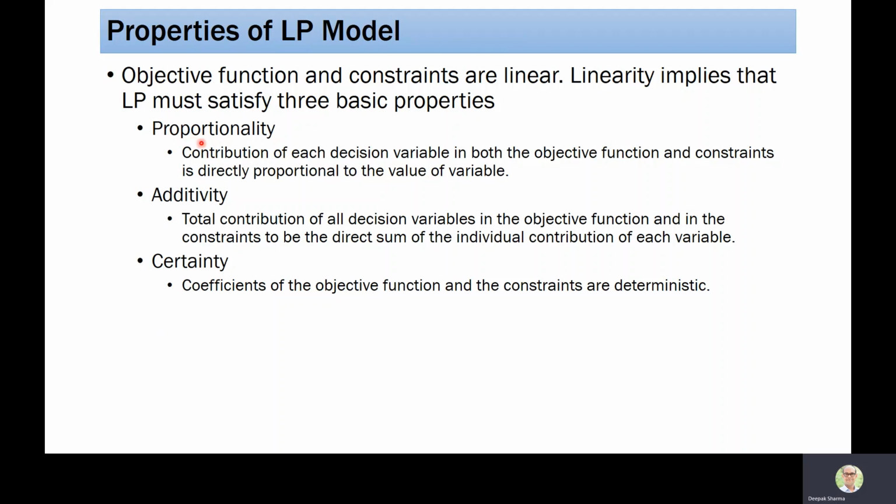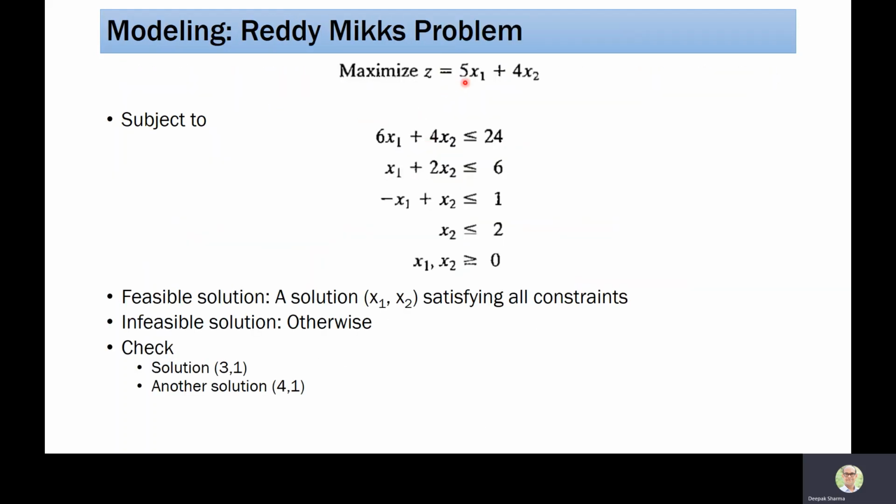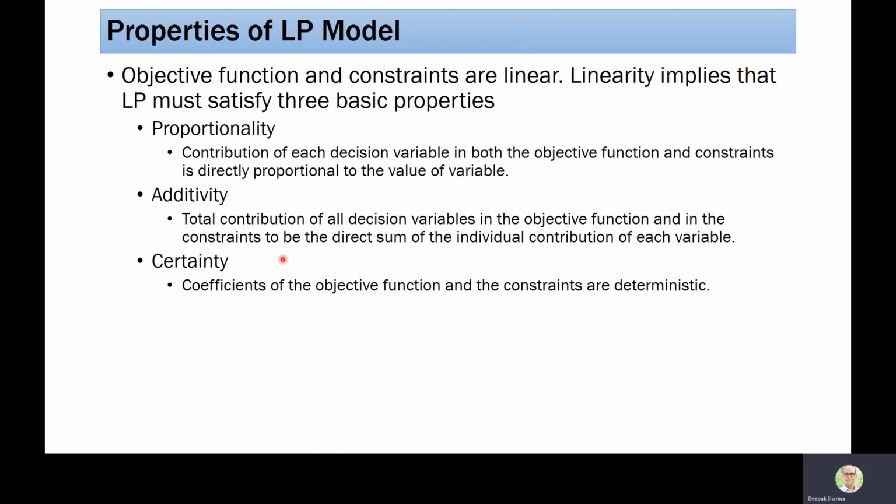First is called proportionality. The contribution of each decision variable in both the objective function and constraints is directly proportional to the value of the variable. This means that what we see here is the contribution, and it is directly proportional here. So this is what we are trying to say.